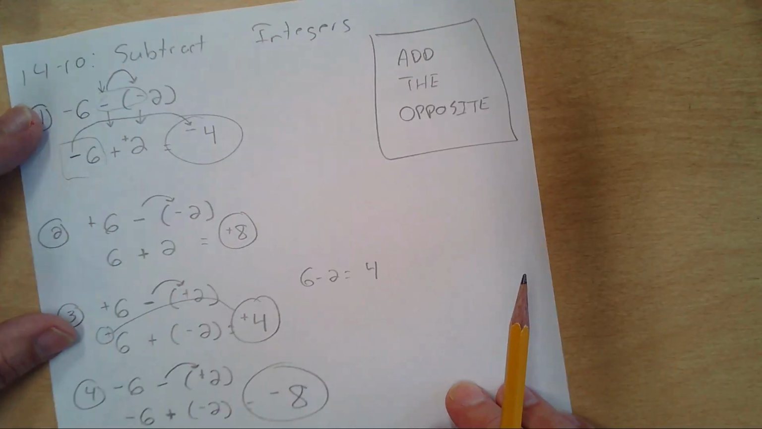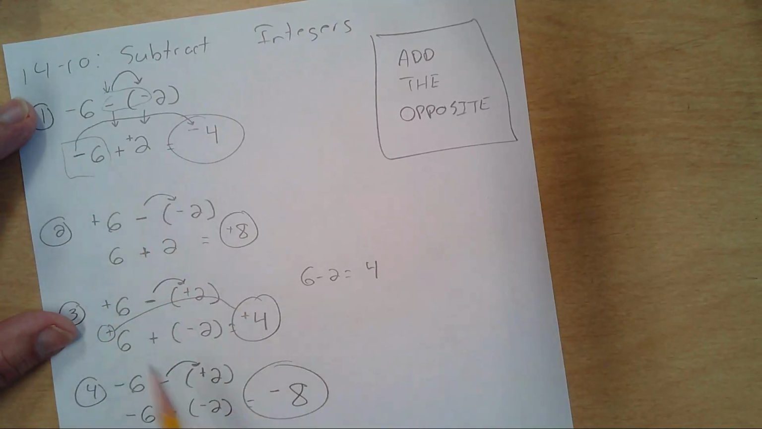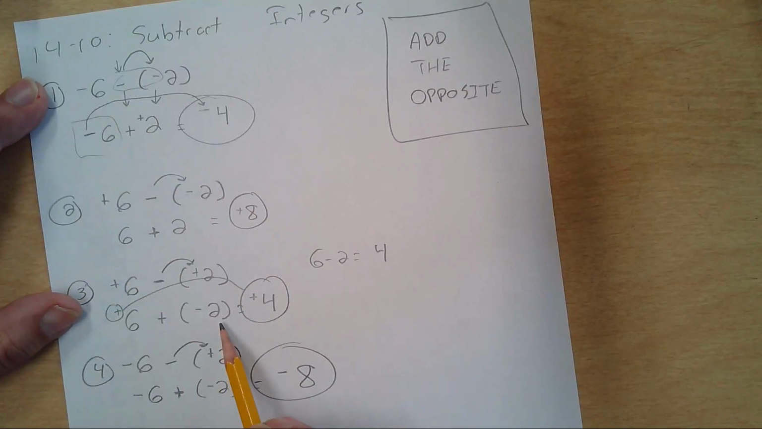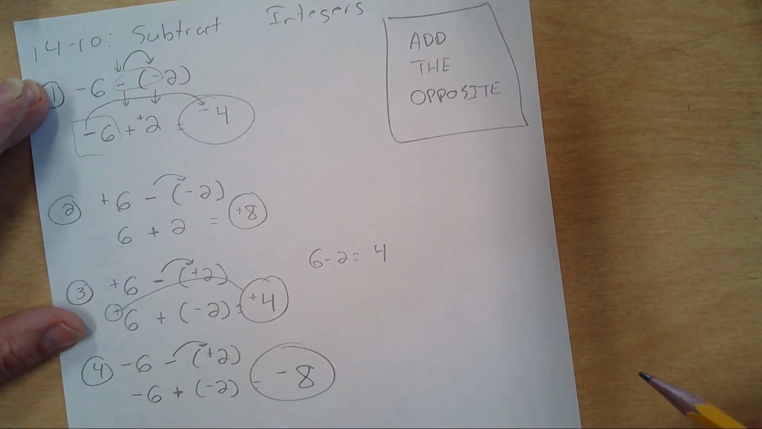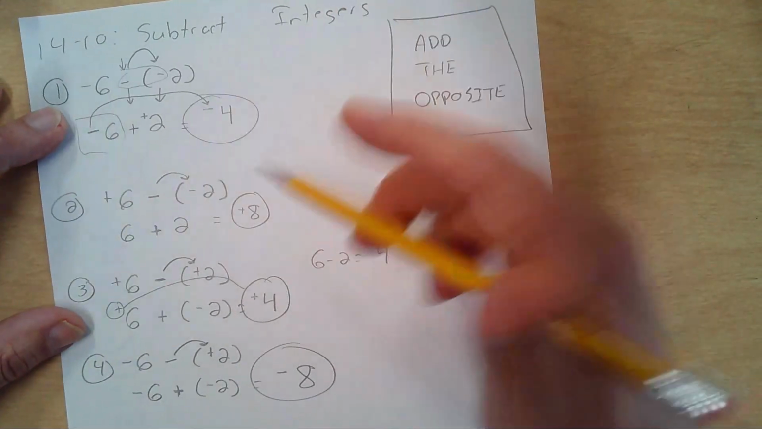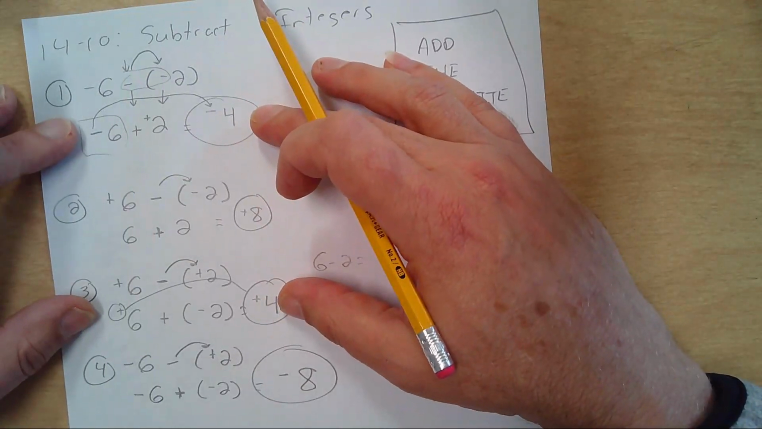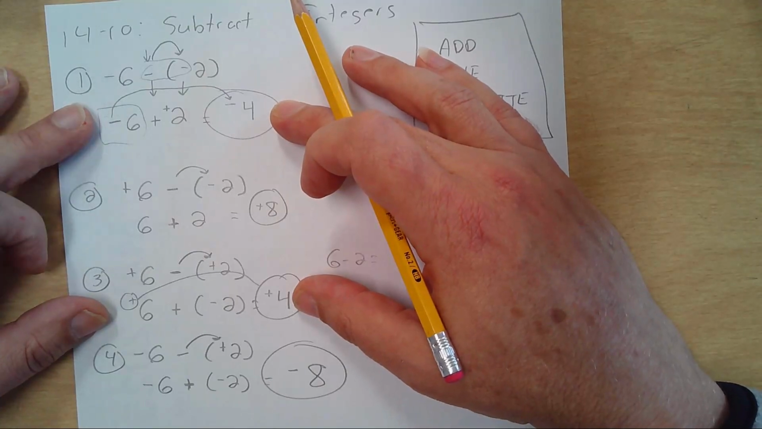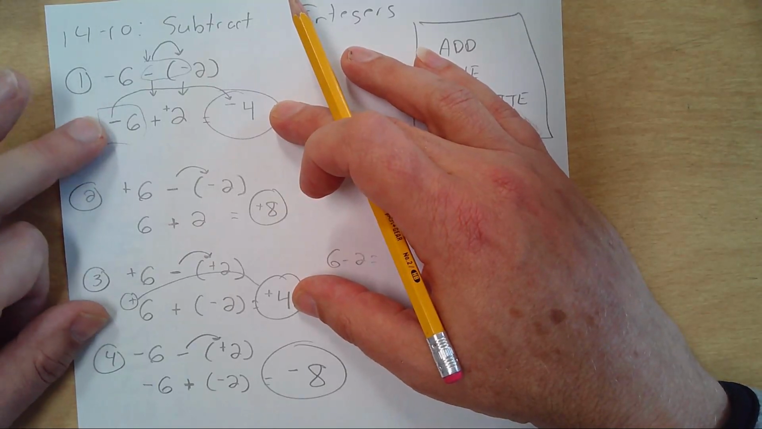1 and 3, when we rewrote them as addition problems, we realized one was negative, one was positive. What does that mean? Well, that means we have to subtract the values and carry the sign from the greater value. In both cases, the 6 was the greater value. Number 1, the 6 was negative. 6 minus 2 is 4. Carry the sign, negative 4.